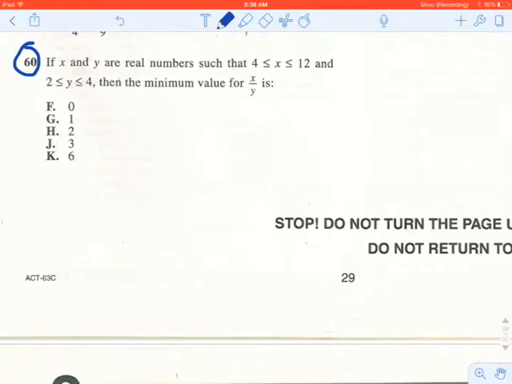Question 60. If x and y are real numbers such that x is between 4 and 12 and y is between 2 and 4, then the minimum value for x over y is? All right, so we want the smallest possible value for x over y.